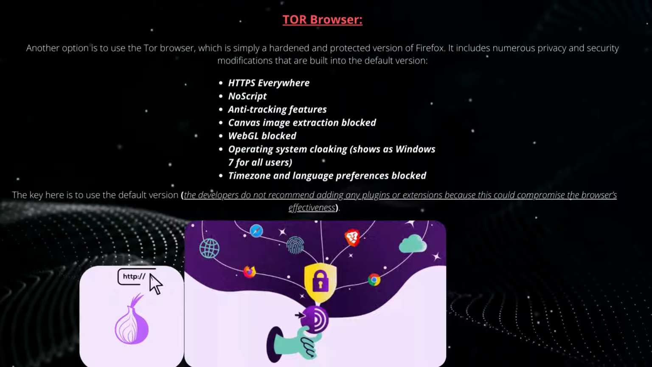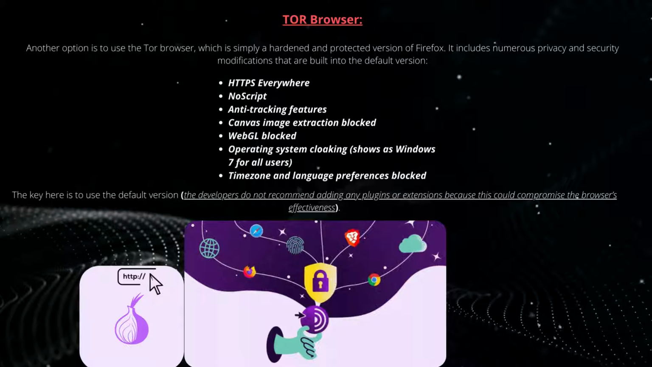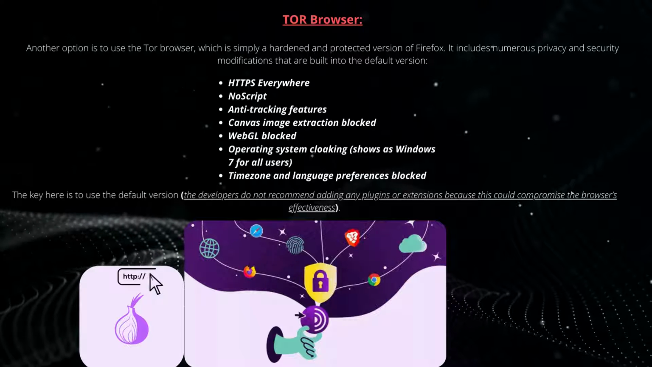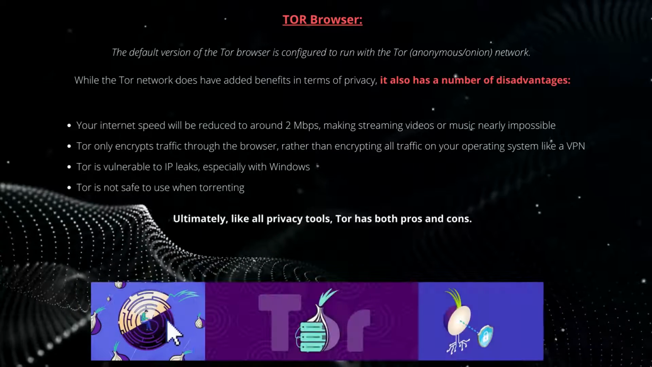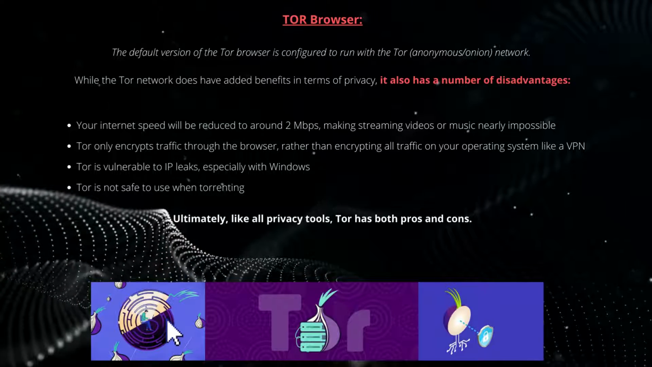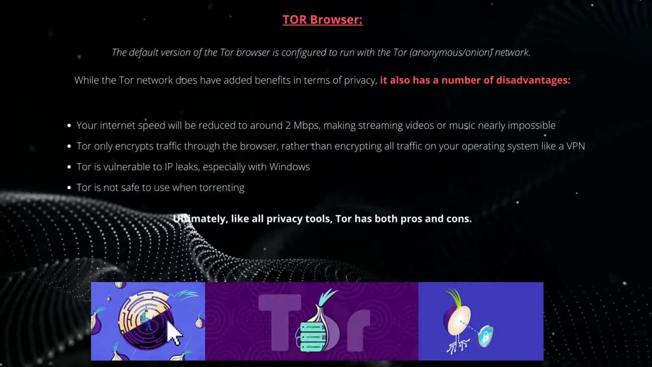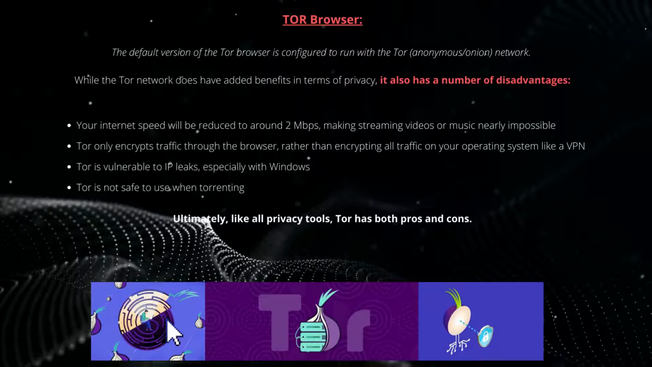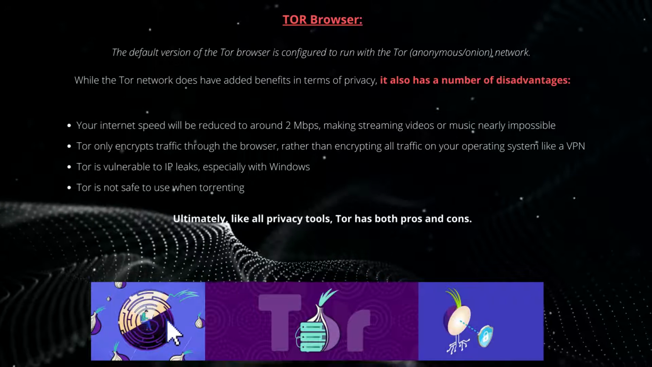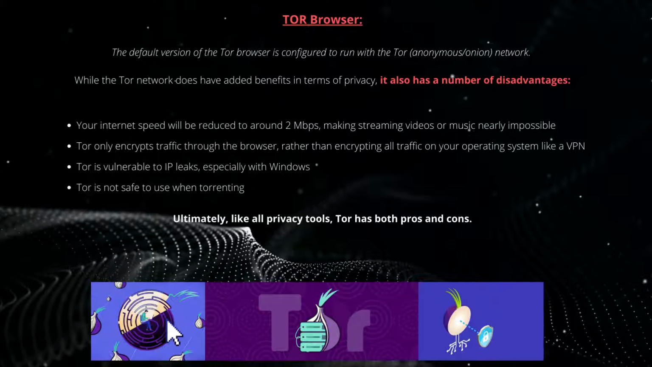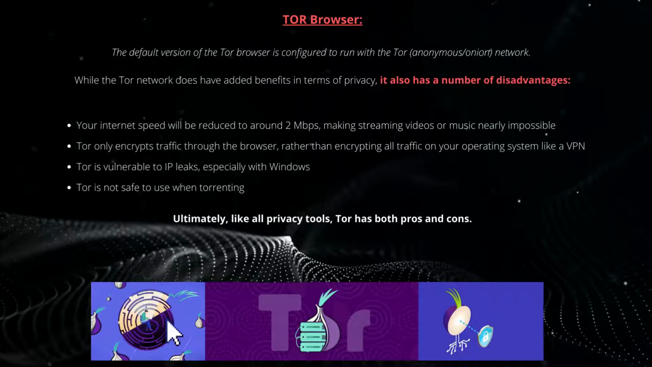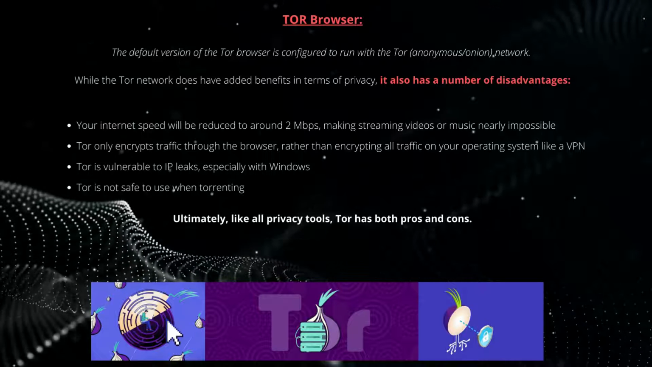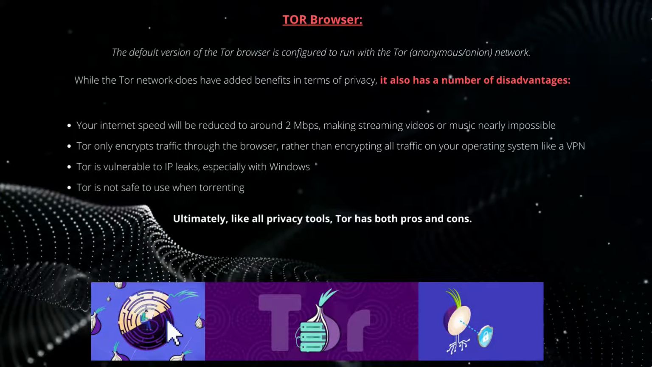While the Tor network does have added benefits in terms of privacy, it also has a number of disadvantages. Your internet speed will be reduced to around 2 Mbps, making streaming videos or music nearly impossible. Tor only encrypts traffic through the browser rather than encrypting all traffic on your operating system like a VPN. Tor is vulnerable to IP leaks, especially with Windows. Tor is not safe to use when torrenting. Ultimately, like all privacy tools, Tor has both pros and cons.